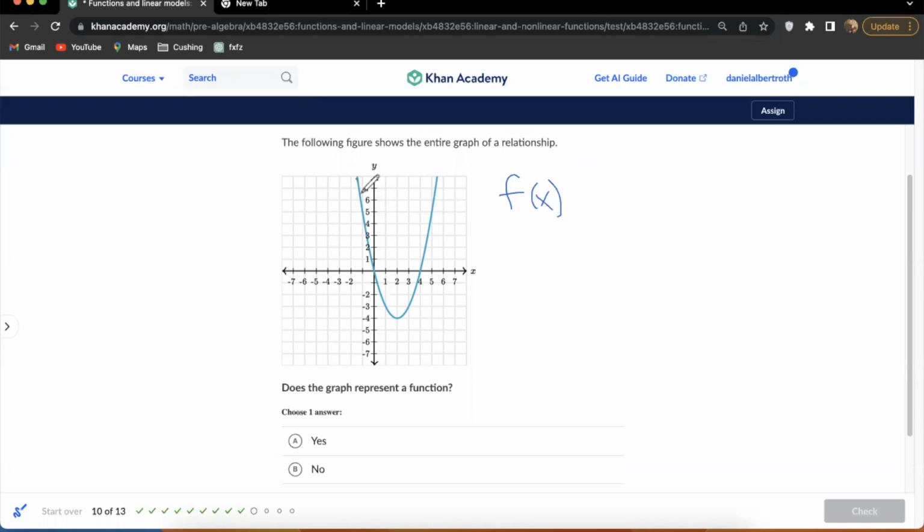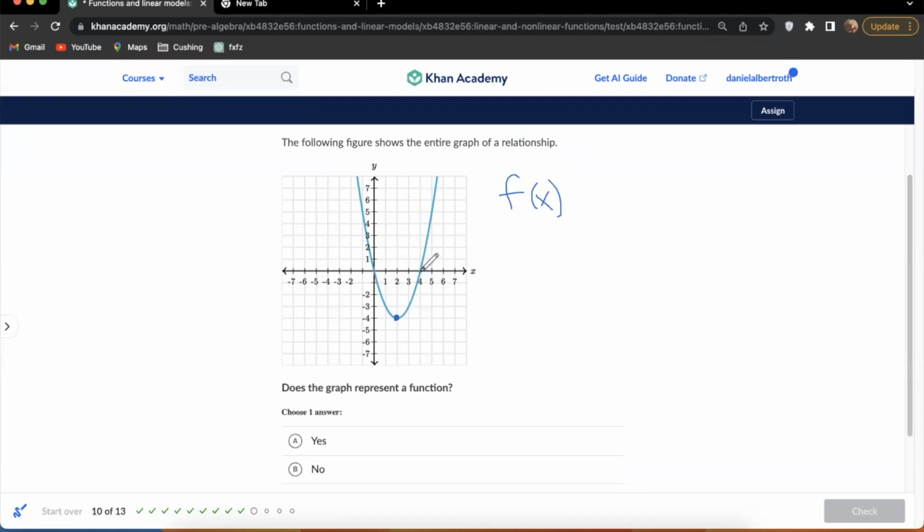So this graph that it's showing is representing f of x. So the question is, is this a function? There are a couple of ways to figure it out. For all the inputs, they have to have exactly one output. So if I look at the input 2, for example, my output is -4, and there's no other output when the input is 2.